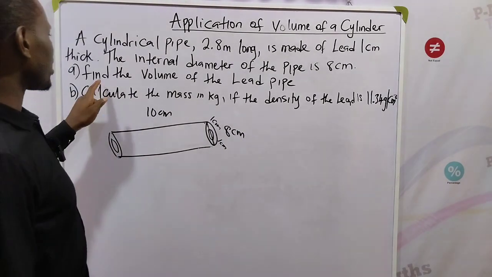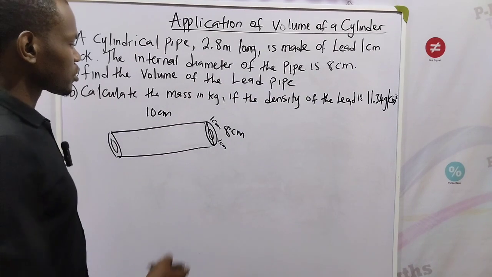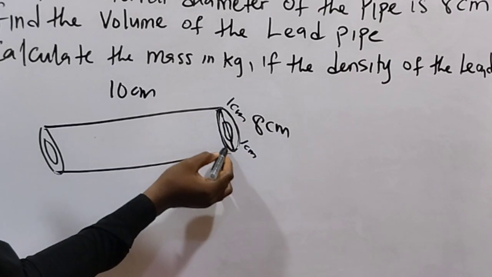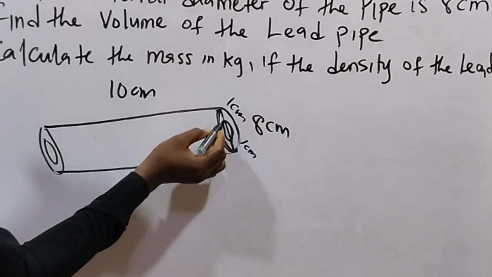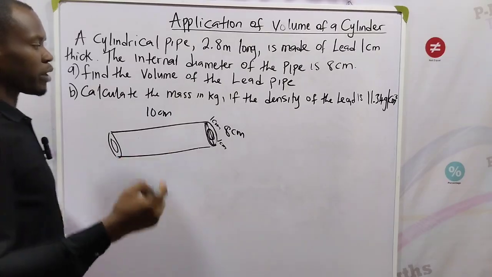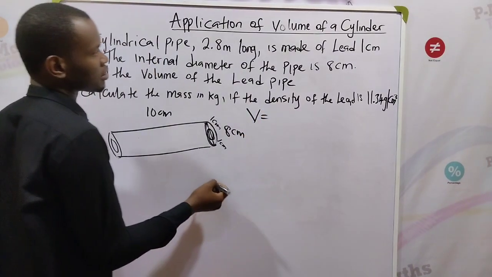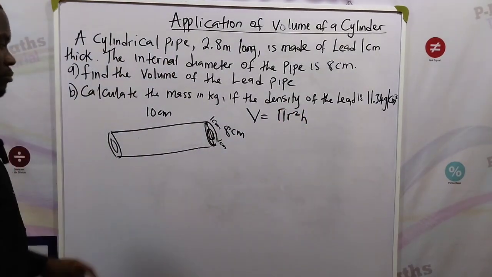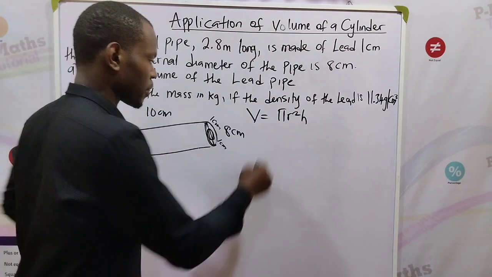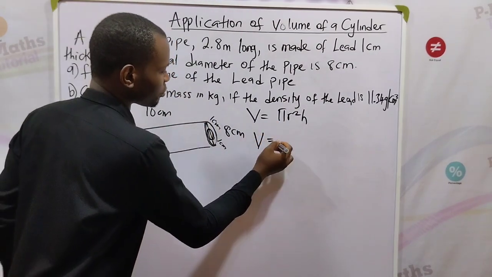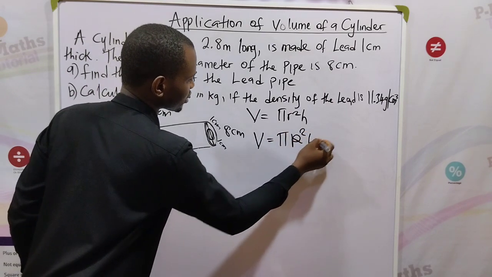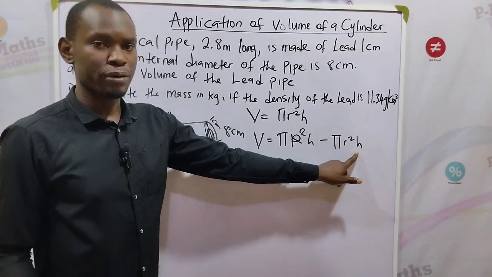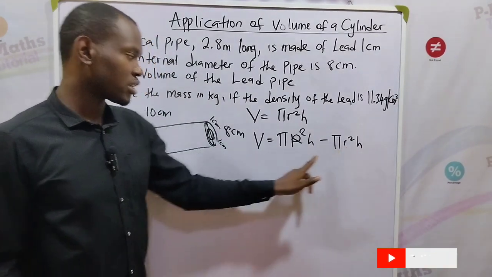So how do we solve the volume of the lead pipe? We are going to find the volume of the bigger circle and subtract the volume of the smaller circle. All right. Meanwhile, the formula for the volume of a cylinder is pi r square h. Okay. So we are going to solve this two times. That is, the volume of the lead pipe will be given by pi r square h minus pi r square h. We are subtracting the volume of the small pipe, so I will use small letter radius and use capital letter radius.